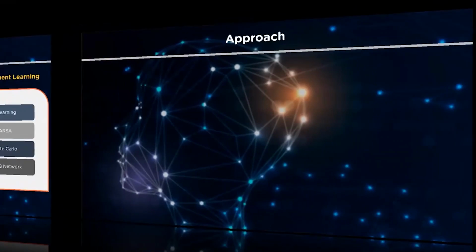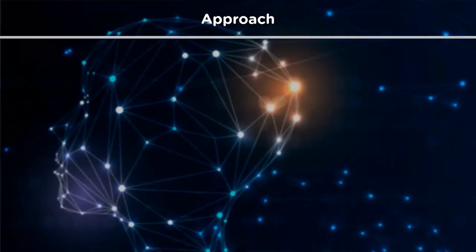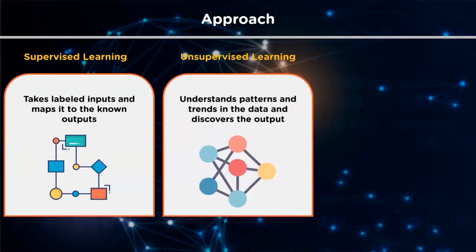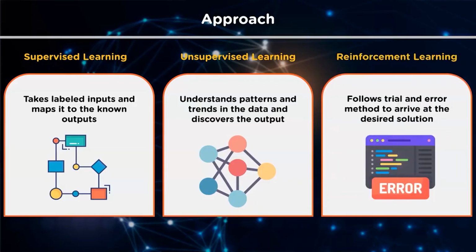Now let's look at the approach in which these machine learning techniques work. So supervised learning takes labeled inputs and maps it to known outputs, which means you already know the target variable. Unsupervised learning finds patterns and understands the trends in the data to discover the output. So the model tries to label the data based on the features of the input data. While reinforcement learning follows trial and error method to get the desired solution. After accomplishing a task, the agent receives a reward. An example could be to train a dog to catch the ball. If the dog learns to catch a ball, you give it a reward such as a biscuit.